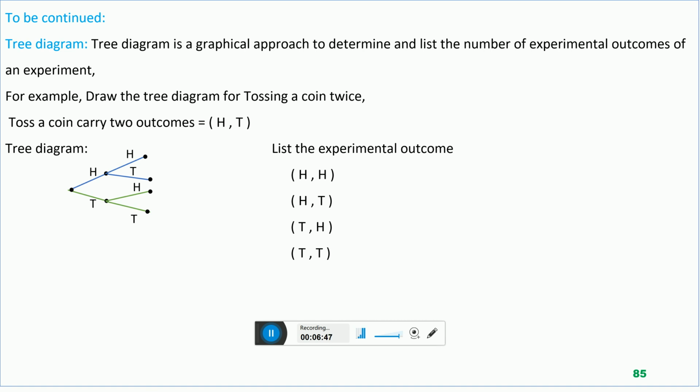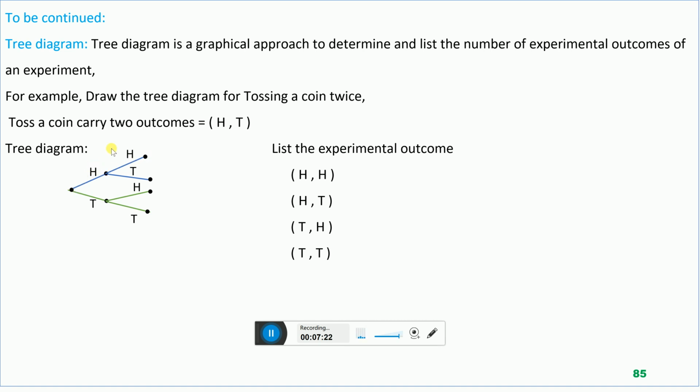Now how we will determine and how we will list the experimental outcome. We will start from this leftmost node, from this black point, and we will follow the path. I am starting from this point and following this path to this rightmost node. Start from the leftmost node and move toward the rightmost node on this path. Now this path carries two experimental outcomes.